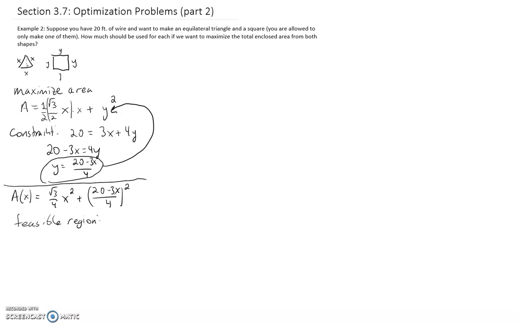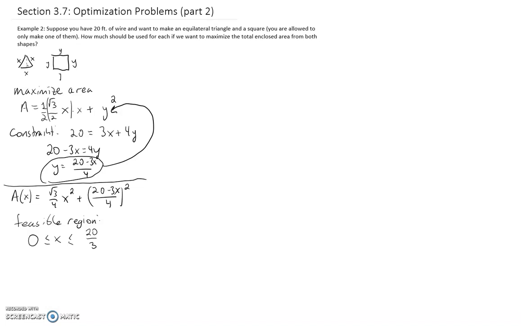region might be. So we say, what is the smallest that x is allowed to be? Well, in this case, the smallest would be x equals 0 because we'd use all of our wire for the square. And then the largest it would be is if we used all of the wire for the triangle and none of the wire for the square. So since we have 3 sides of that and we have a total amount of 20, we would get 20 divided by 3. You could also just solve this constraint equation for y equals 0, solve for x. Okay, so now we have our feasible region.